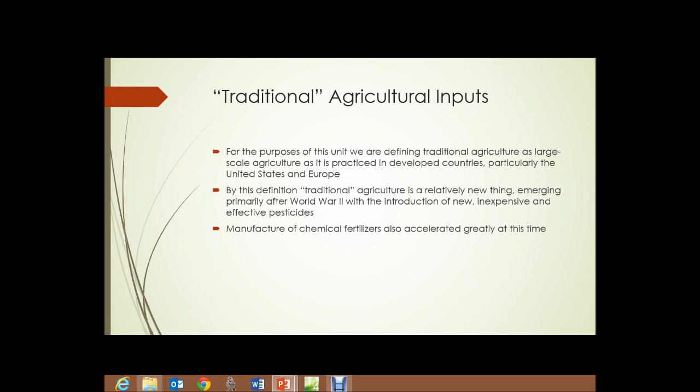By this definition, though, traditional agriculture is a relatively new thing, emerging primarily after World War II, and with the introduction of new and inexpensive and effective pesticides and fertilizers, and the manufacture of chemical fertilizers accelerated greatly at that time.